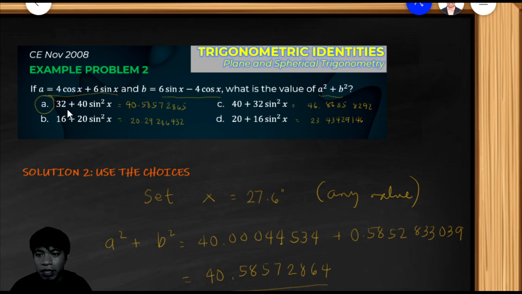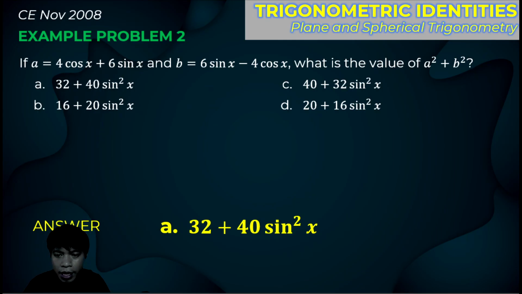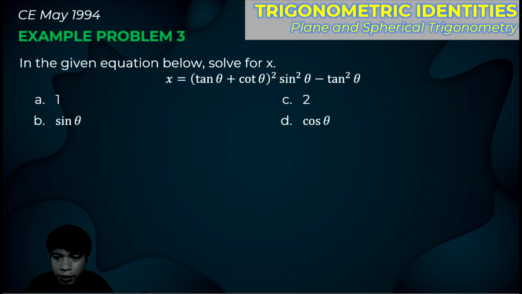Madali lang siya guys, no? Diba? Gumamit ng choices. Mabisa siya during board exam. Of course, yung sagot natin sa problem na to is 32 plus 40 sine squared x, which is letter A. Okay?